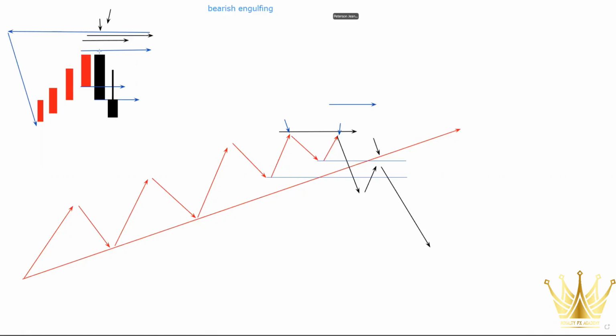Now, if the market gives you a nice little wick like so, I want to place it 5 pips above the wick. 5 pips above the wick, okay? Now, that is the conservative way to enter this trade, okay? Meaning this price action right here, okay? This price action right here, you will look for it right there, okay?